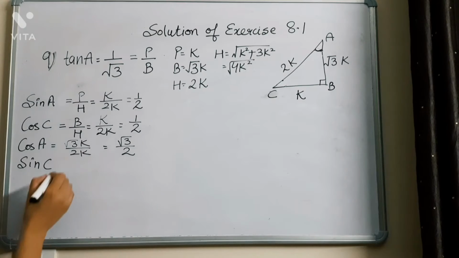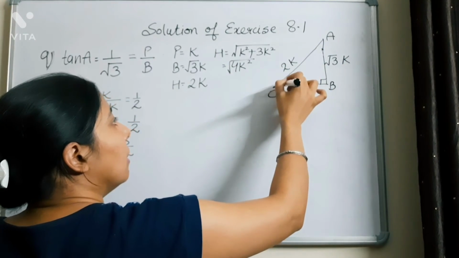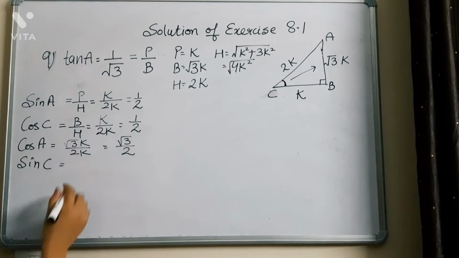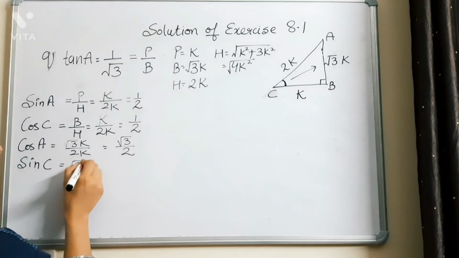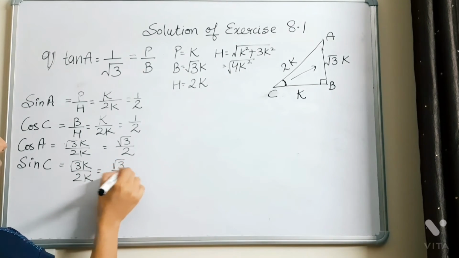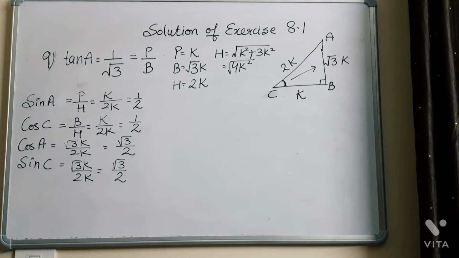Fine. And for sine C, the angle shifted again to here. So this side will behave as a perpendicular and sine will be perpendicular upon hypotenuse. So it will be root 3k by 2k. So sine C will come out to be root 3 by 2. So this is the way you people can write all the trigonometric ratios.